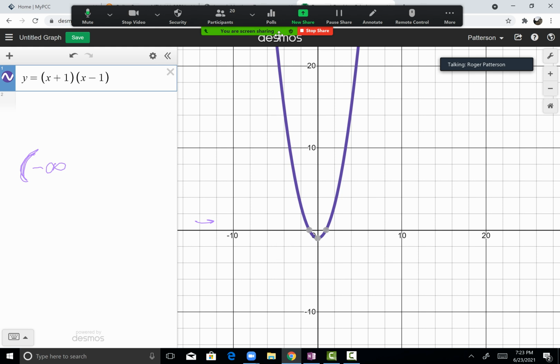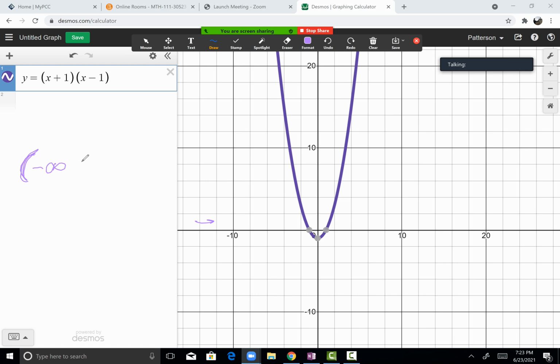And then after that, it starts to increase. Remember we're going left to right, so it starts to increase. So then what we're going to say here is that from negative infinity to 0, with a parenthesis because it doesn't include 0, it's decreasing. But from 0 to positive infinity, it's increasing.